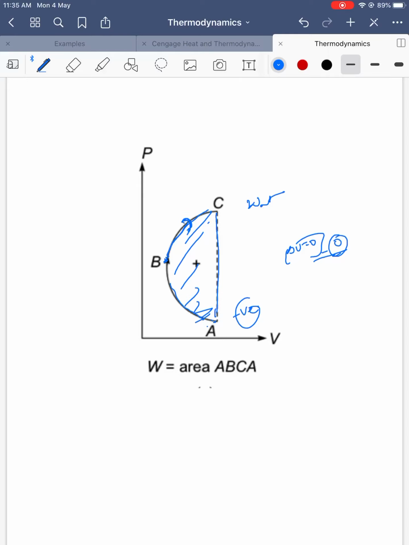So it is equal to pi by 2 r1 into r2, if two radii are given.